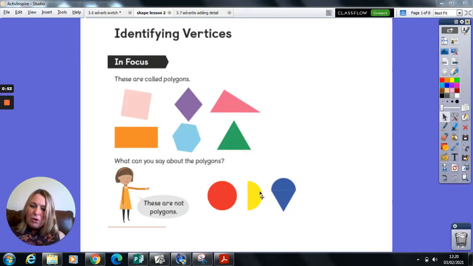These shapes are not polygons. So what do you think it might be that makes these polygons and these not polygons? What is a polygon? So a polygon is actually any shape that joins up, so a 2D flat shape. So therefore it has to have a minimum of 3 sides so that they all join, and they are all straight-sided.